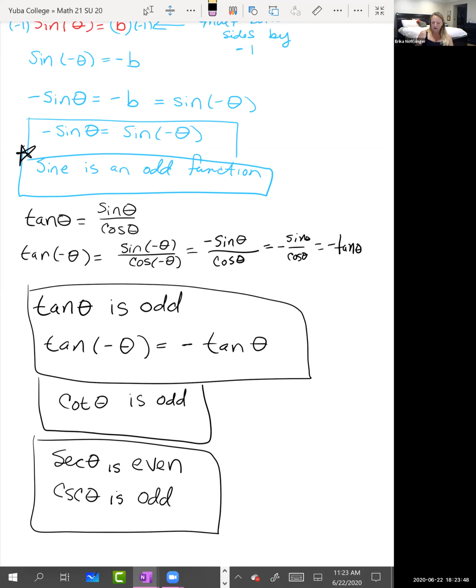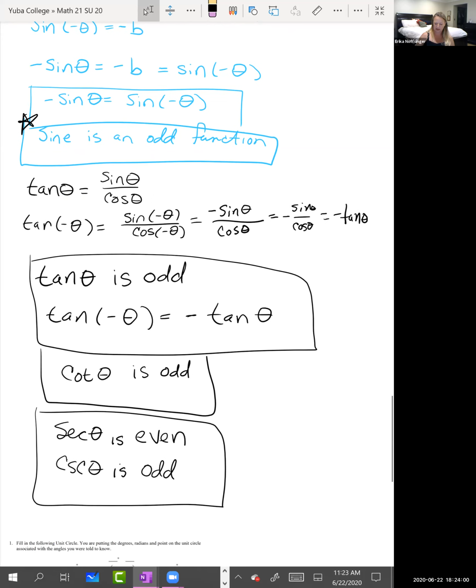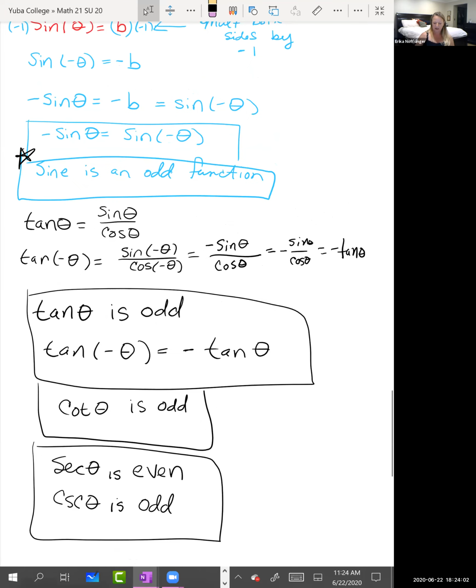So basically, if we know, again, one angle, then we know another one. We know the negative of it. And that's where the unit circle could be really helpful. Okay, so before we jump into the unit circle, I think we should take a break.